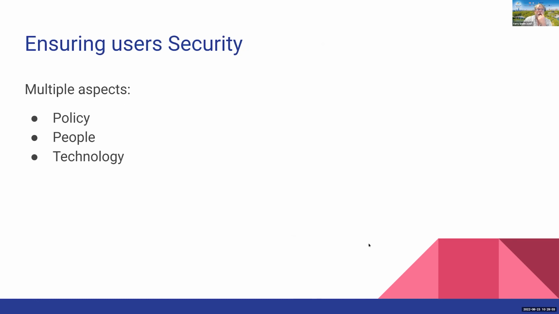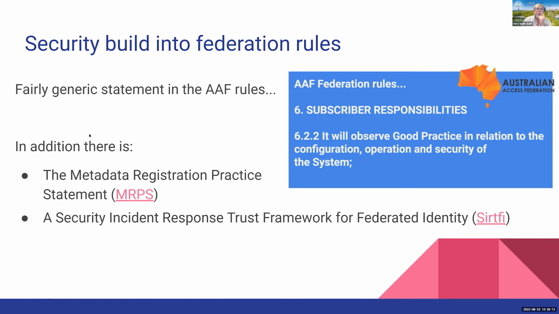Ensuring the user's security, again, has multiple aspects: policy, people, and technology. We've got a fairly generic rule that all our subscribers will observe good practice in relation to configuration, operation, and security of their systems. In addition, there's a metadata registration practice statement, which has information about security. And there's a security incident response trust framework that's been set up for eduGAIN to provide a mechanism for security information to be passed between the various entities that participate in the federations.